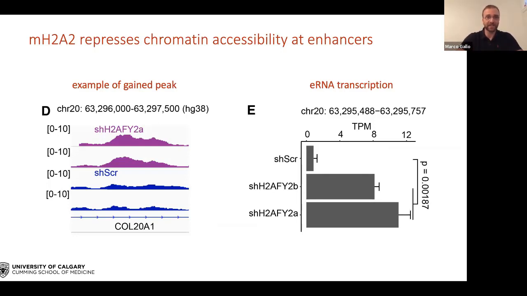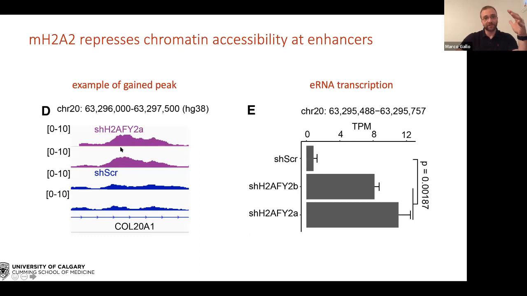So we did ATAC-seq on primary cultures transfected again with the knockdown for macroH2A2. What we saw is most of the changes in chromatin accessibility occurred in enhancer elements. Some of them got repressed, some of them gained accessibility. One of the ones that gained accessibility was a putative enhancer element in COL20A1, this OPC marker. You can see here, knockdown macroH2A2, accessibility goes up.